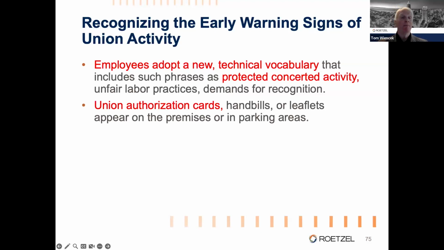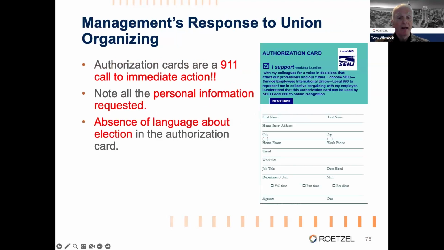And of course, the biggest sign is union authorization cards, where employees have executed, if you find that employees are executing union authorization cards that call for an election. If you see a union organization card, that's a 911 to immediate action. That means that the union's got commitments, that they've got signatures, and that a petition for an election is imminent.